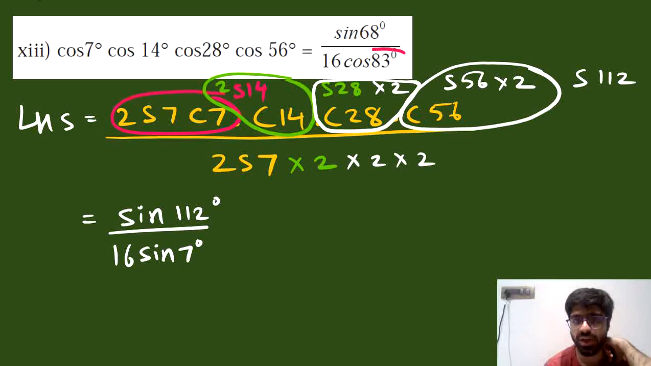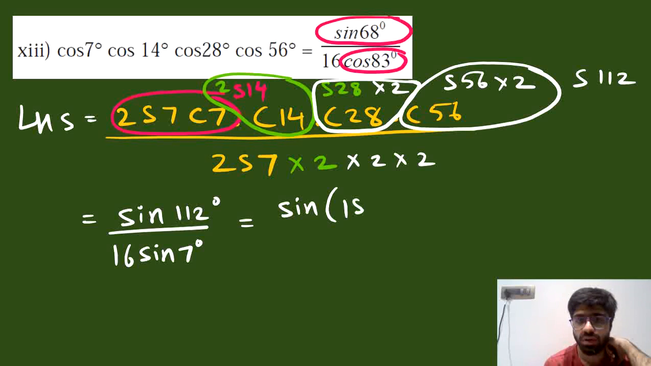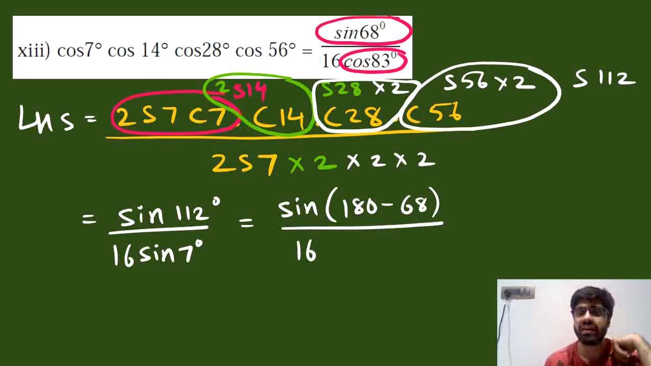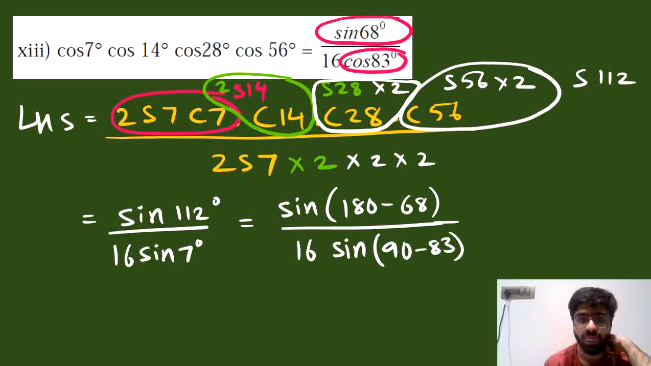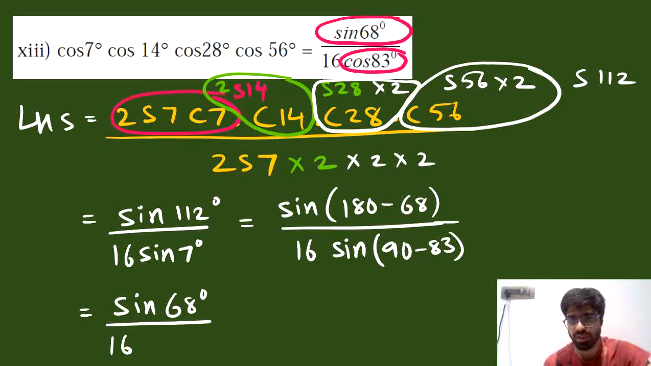You have to convert the denominator's sine to cos and let the numerator's sine remain the way it is. So we will prefer to write 112 degrees as sine of 180 minus 68 degrees divided by 16. We can write that sine 7, 7 is basically 90 minus 83. Sine of 180 minus theta is sine theta. So in the numerator we will simply have sine of 180 minus 68, which is sine 68 degrees, divided by 16 times sine 90 minus theta is cos theta. So that is cos of 83 degrees, which is what you have on your right hand side. And yeah, that's how you're proving the 13th question.